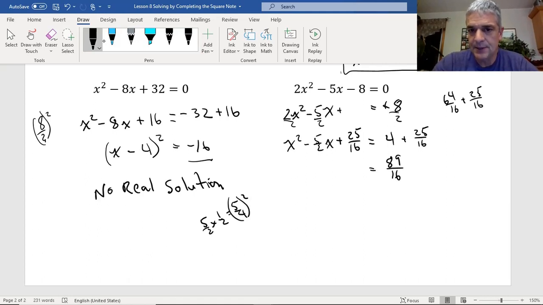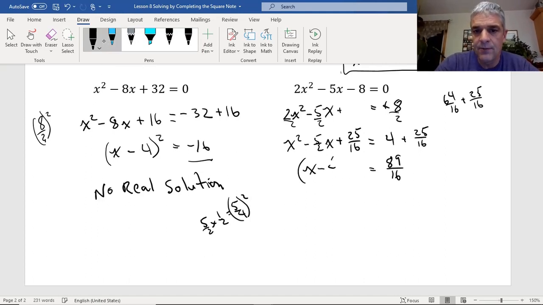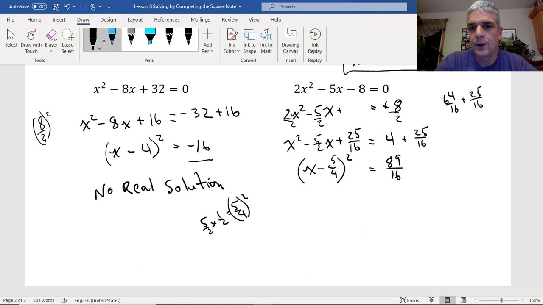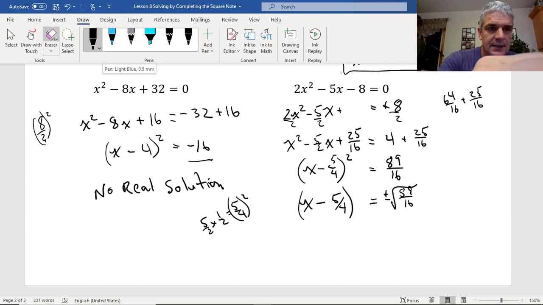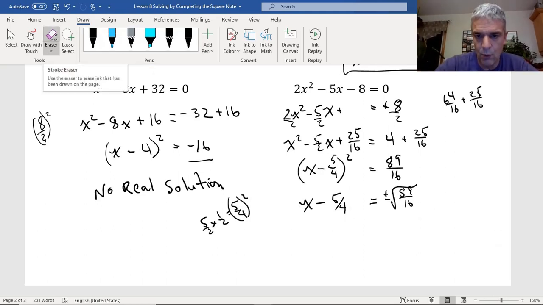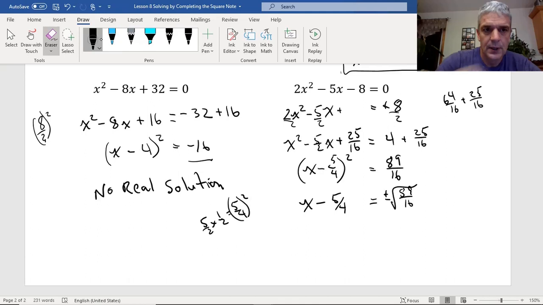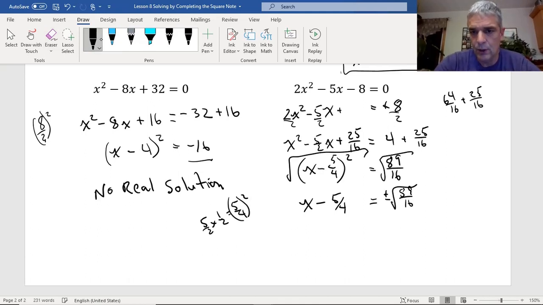Now, what happens is I can factor this and it'll be x minus 5 over 4 squared. Okay, the square root of this goes in here. It's minus because there was minus in the middle. Now I'm going to take the square root of both sides. It's going to be the square root of 89 over 16 plus or minus, and then this is going to be x minus 5 over 4. Oh, I don't need the brackets there. Sorry, I didn't need them because that's the whole point of taking the square root of both sides. I should maybe write that in there, square root of both sides.